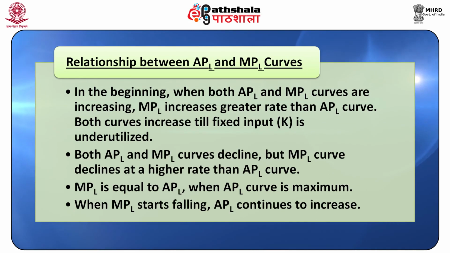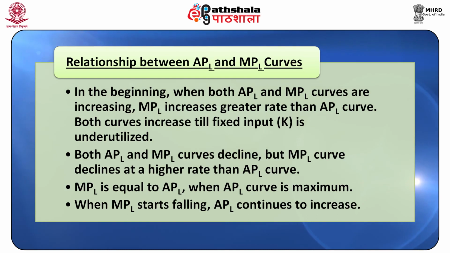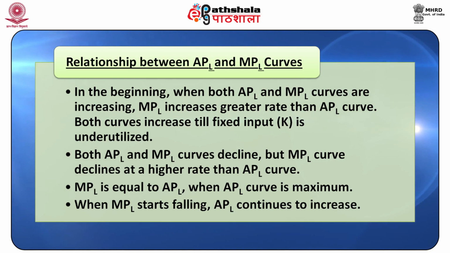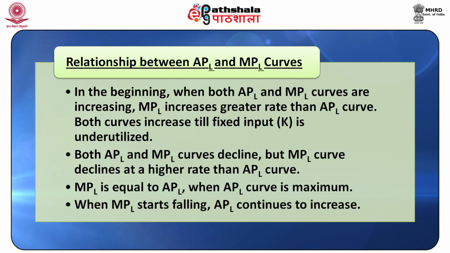Next, relationship between APL and MPL curves. First, in the beginning, when both APL and MPL curves are increasing, MPL increases at a greater rate than APL curve. Both curves increase till fixed input K is underutilized. Second, both APL and MPL curves decline, but MPL curve declines at a higher rate than APL curve. Third, MPL is equal to APL when APL curve is maximum. Fourth, when MPL starts falling, APL continues to increase.